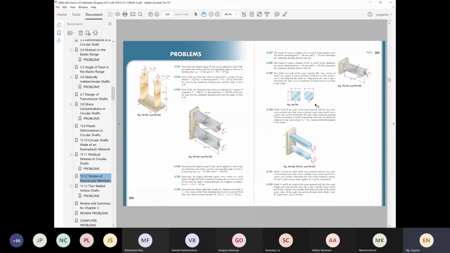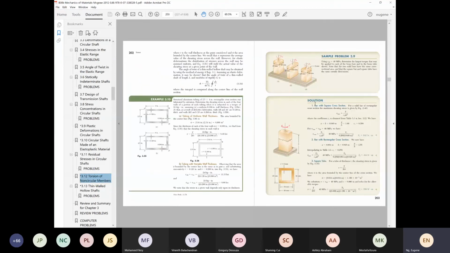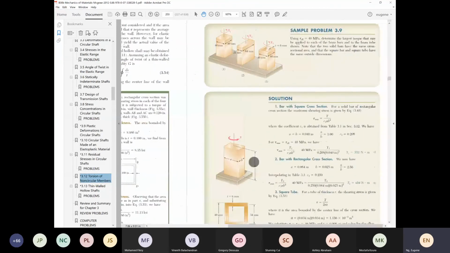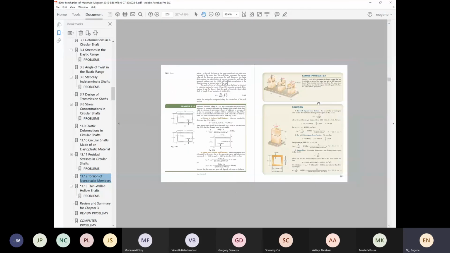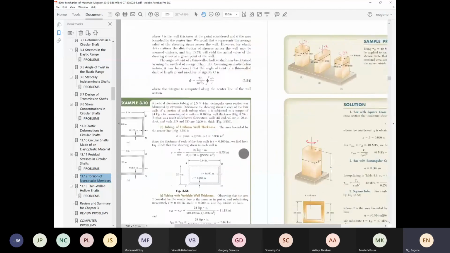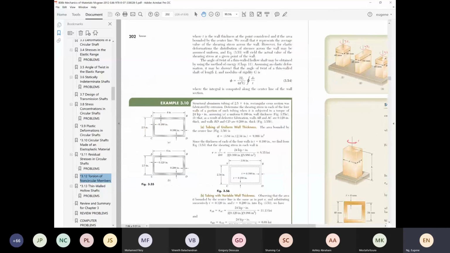Wait, let me go one page down. Yeah, it's all closed channel. It's all closed channel. You can only apply what you learn over here if the structure is closed channel. What we have now is not a closed channel, it's an open channel. Oliver, does that make sense to you, Oliver?